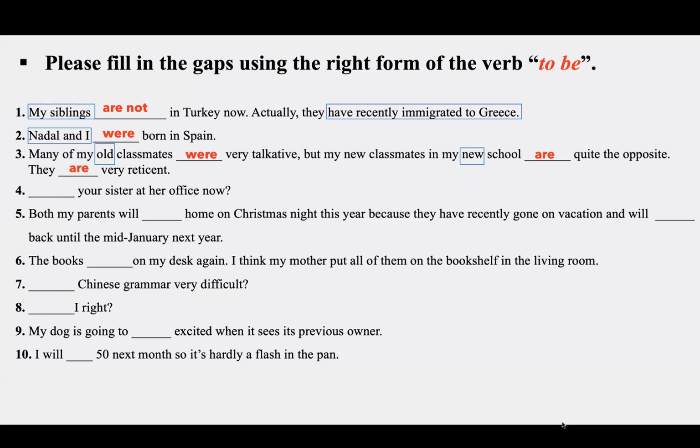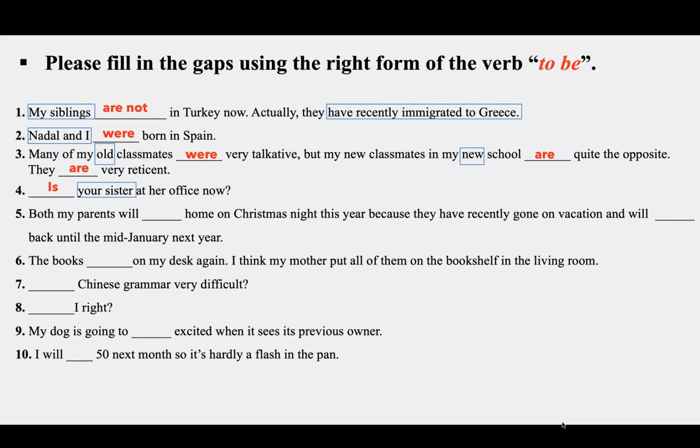Okay, the next one. Your sister at her office now. So your sister, like she, and now, present. So what form of to be do you use with the present form with the subject pronoun she? Okay, here we go. It's a question. Is your sister at her office now?